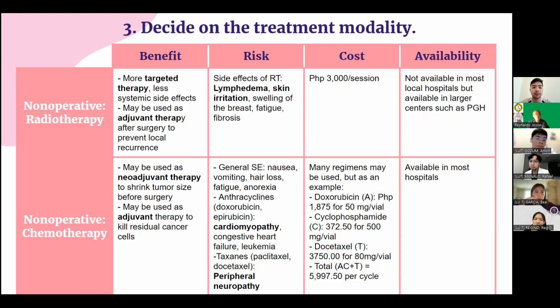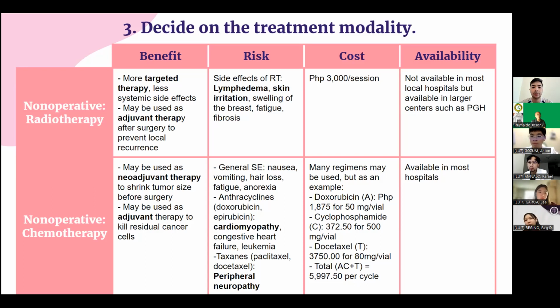There are general side effects associated with chemotherapy, including nausea, vomiting, hair loss, fatigue, and anorexia, and those associated with specific agents. For examples, for anthracyclines, including doxorubicin and epirubicin, we see side effects such as cardiomyopathy, congestive heart failure, and leukemia. For taxanes, including paclitaxel and docetaxel, peripheral neuropathy is observed as a side effect.